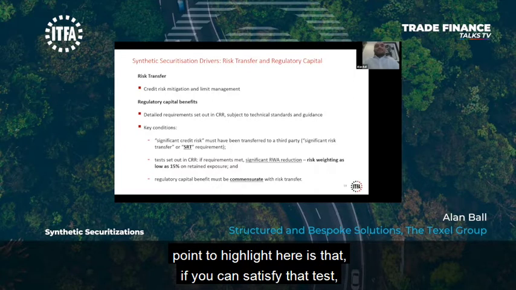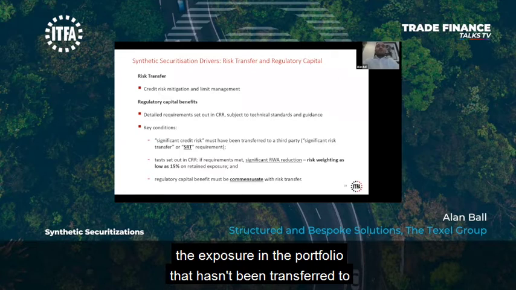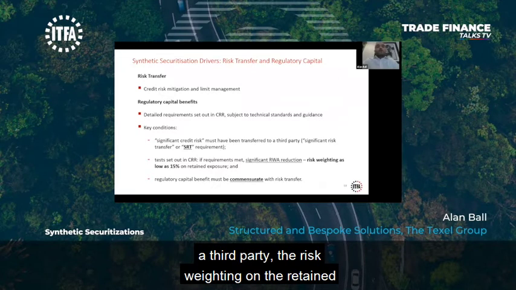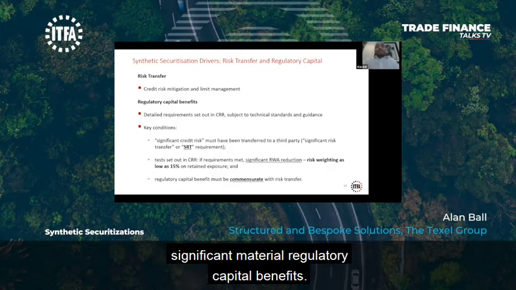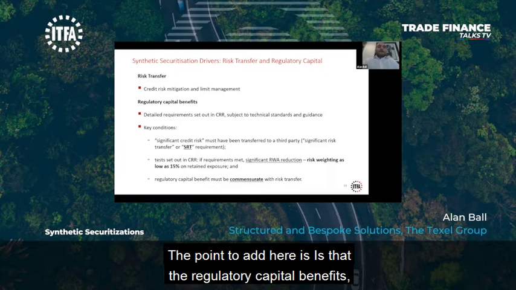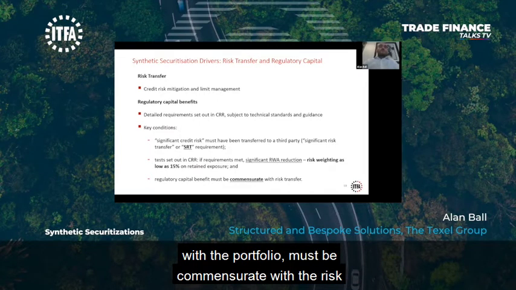But a key point to highlight here is that if you can satisfy that test, the risk weighting on the retained exposure, so this is the exposure in the portfolio that hasn't been transferred to a third party, can be as low as 15%, which can give rise to very significant, very material regulatory capital benefits. The other point to add here is that the regulatory capital benefit, that's to say the reduction in risk-weighted assets associated with the portfolio, must be commensurate with the risk transfer.